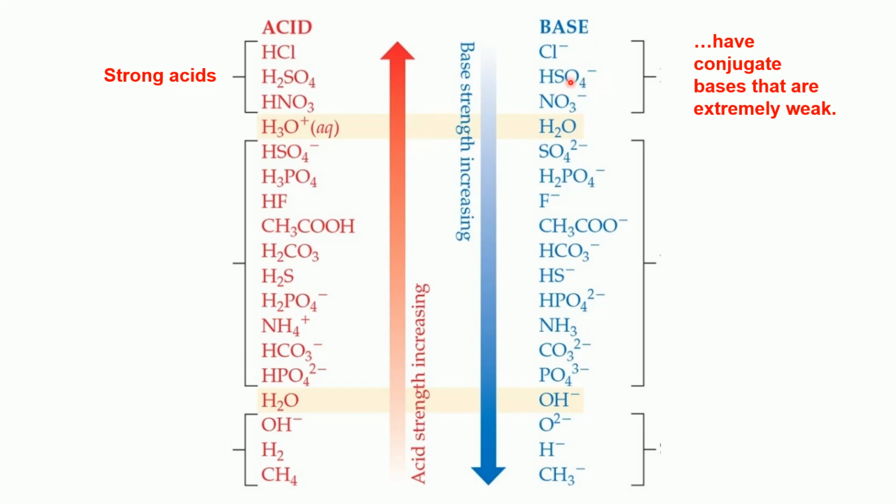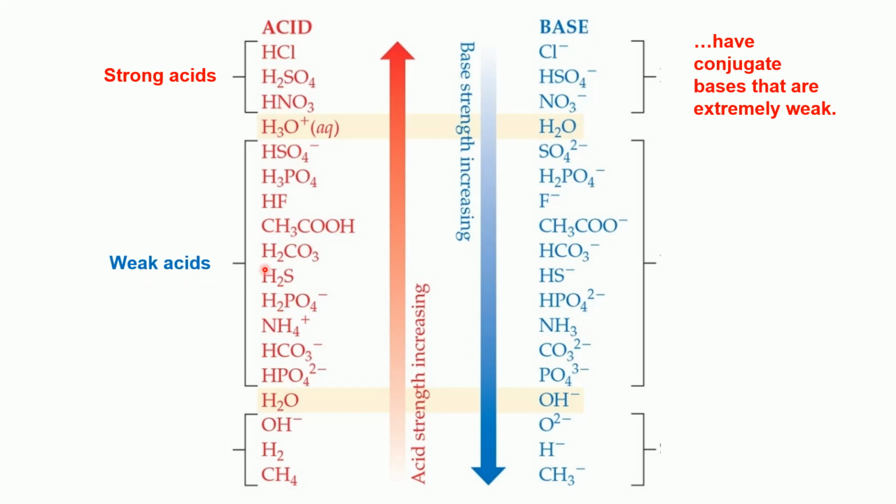Right next to it, we've got HSO4 minus. That's the conjugate base of sulfuric acid. Well, HSO4 minus is such a lousy base, actually still an acid. That's how bad of a base it is. Nitrate is a lousy base. It does not act as a base in water in any normal sense of the word. Now, all the ones here that are below hydronium, this is our cutoff between strong acids and weak acids.